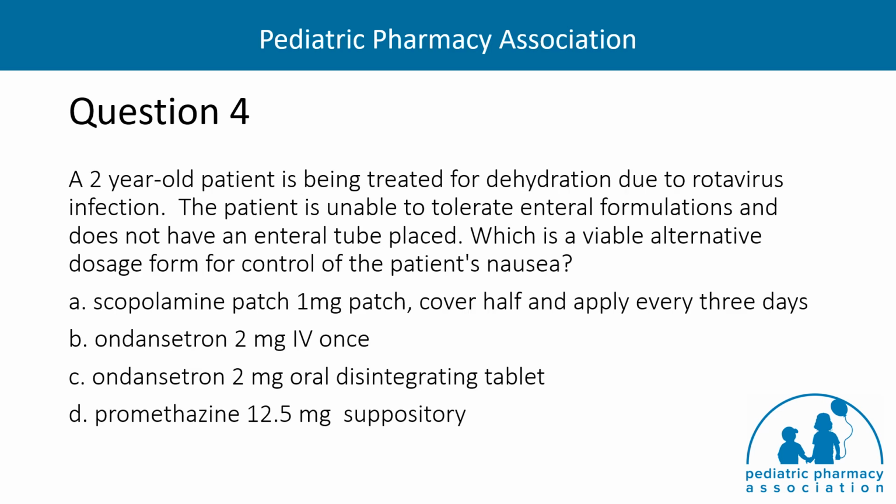Question 4. A 2-year-old patient is being treated for dehydration due to rotavirus infection. The patient is unable to tolerate enteral formulations and does not have an enteral tube placed. Which is a viable alternative dosage form for control of the patient's nausea? A. Scopolamine patch. B. Ondansetron IV. C. Ondansetron ODT. D. Promethazine suppository.